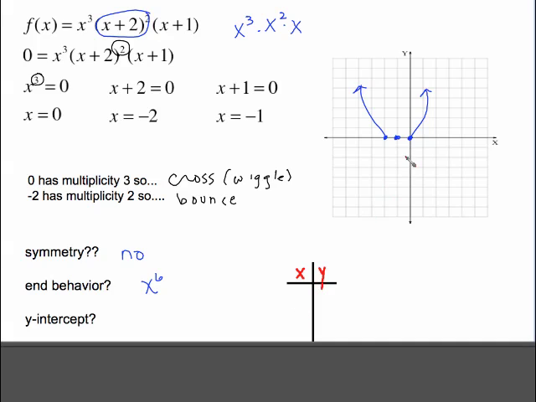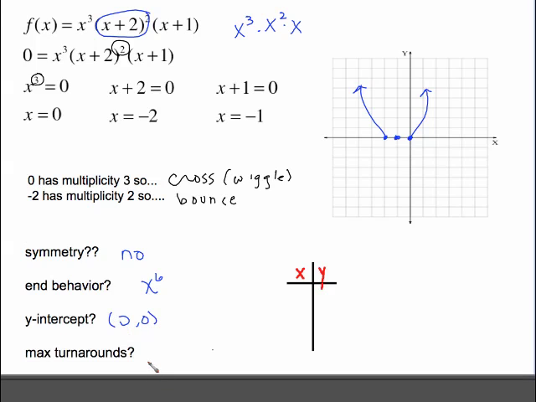The y-intercept is 0, 0. We've already got our 0 graphed, so that's not going to help us any. The maximum number of turnarounds, because this is x to the 6th, is 5. So let's figure out what's going to happen here. Between 0 and -1, we can do -0.5. And between -1 and -2, we can do -1.5.